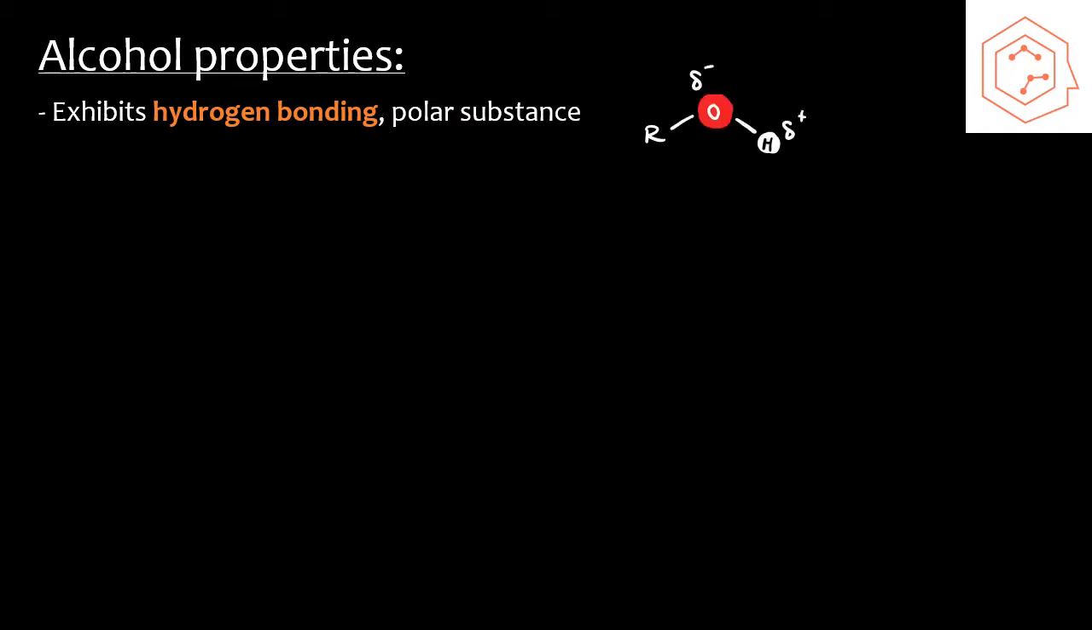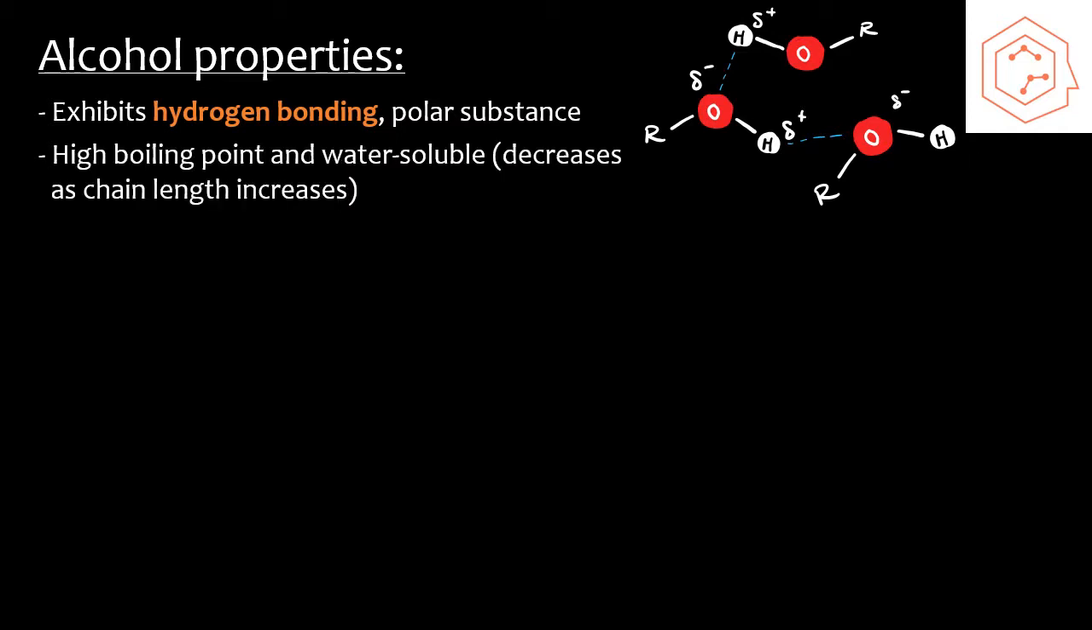Additionally, these alcohols can form these bonds with surrounding alcohols. So we see that there's a partial negative charge on oxygen, so it can form a bond with the partial positive charge of a hydrogen on a neighboring alcohol molecule. Similarly, the hydrogen on the same molecule can form a bond with an oxygen on another neighboring alcohol. As a result, this increases the amount of energy that we need to input into a system in order to dissociate these bonds. So we see that alcohols typically have fairly high boiling points and are water soluble.